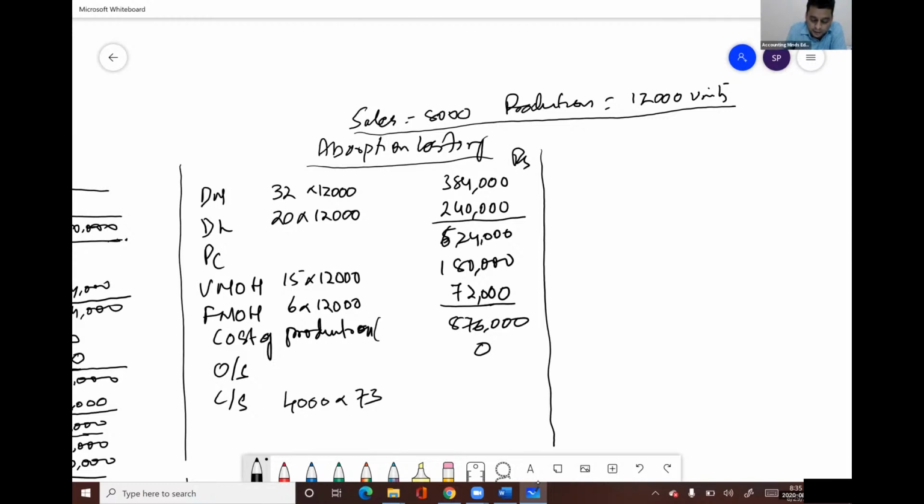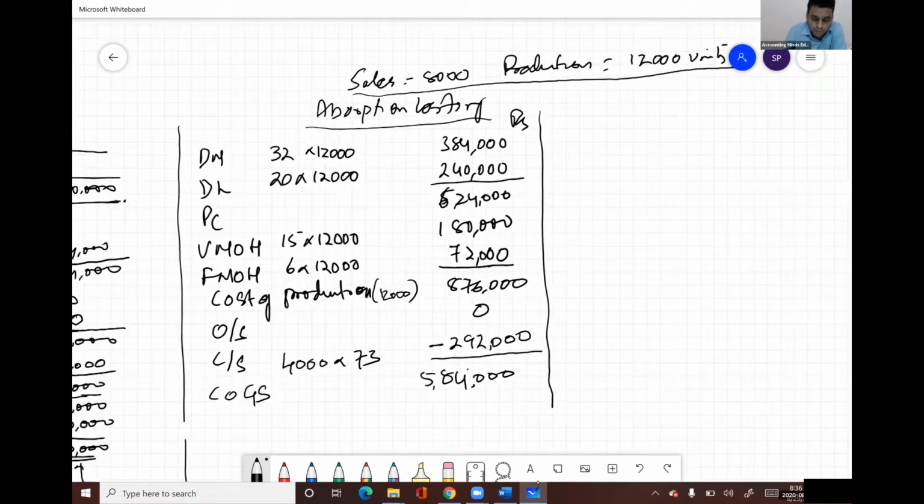Here the production is 12,000 units. Urmila, following it? Yes, sir. So how much is that? 2,92,000. This must be minused. So what do you get? 5,84,000. Which is what? Cost of goods sold. Very good.